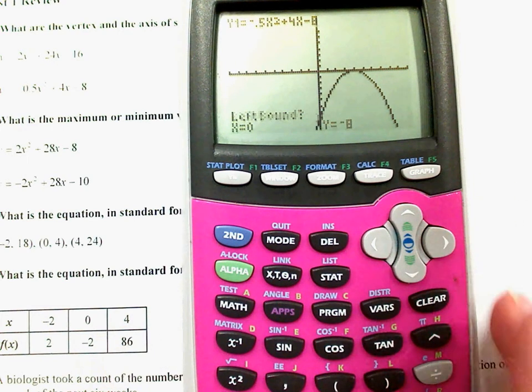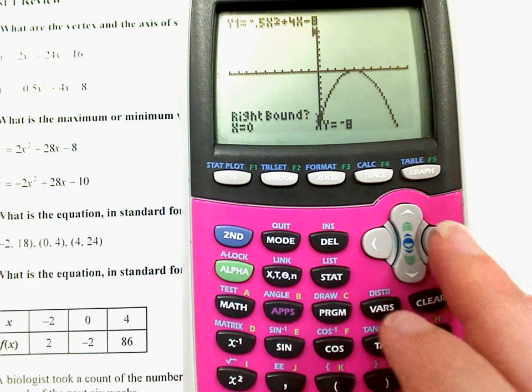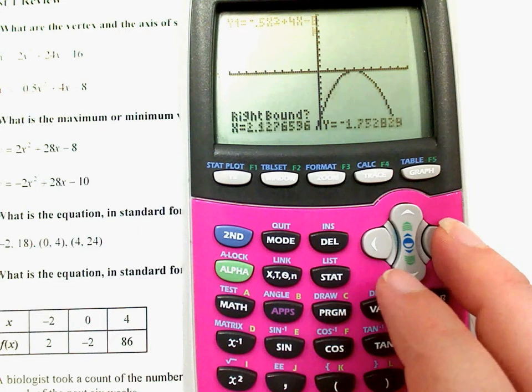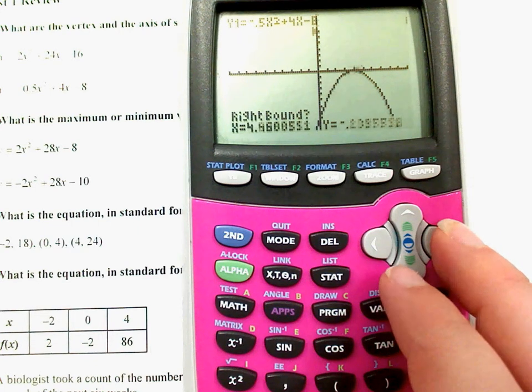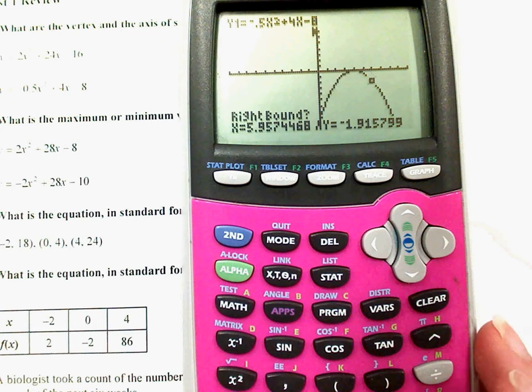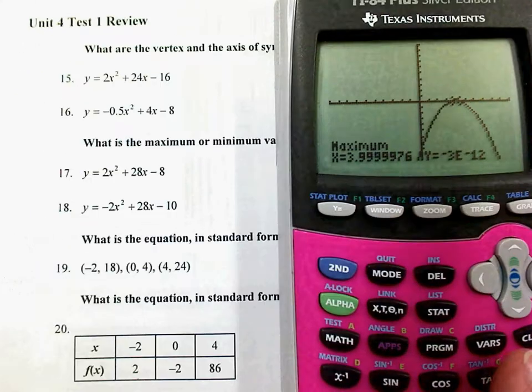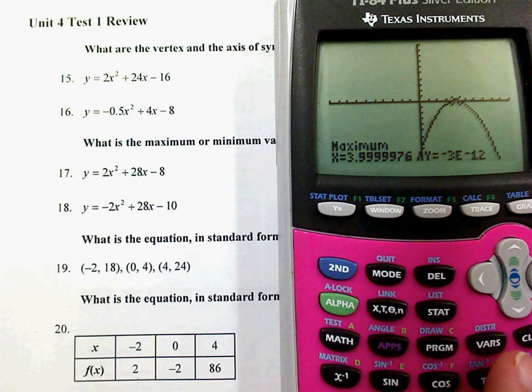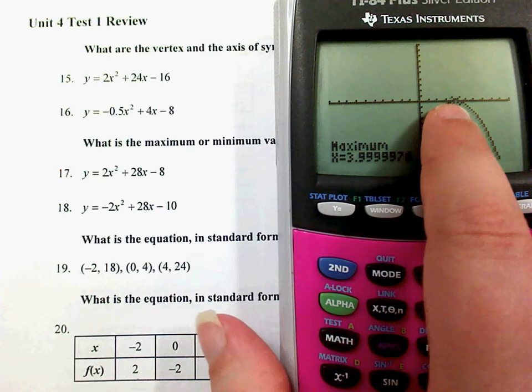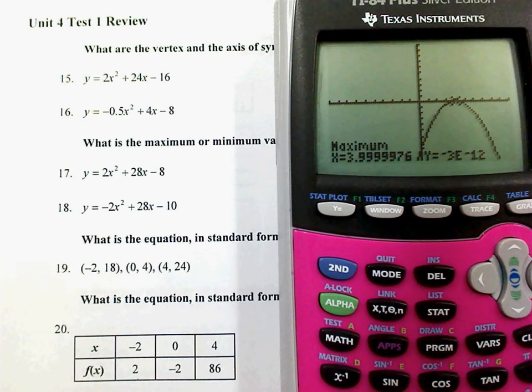I need to go to the right of it. So now I can hold it down, or I can push buttons, or I can just type in a number until I get over to the right. Does it matter how far to the right? No. So I press enter. I press enter. What does it ask me to find? Isn't the vertex that point right there? Yeah. Okay, so I have to understand that the vertex is the max and the min. Okay, so I get this.